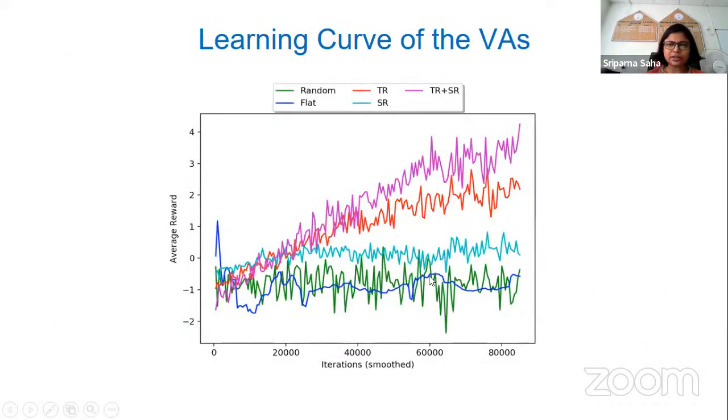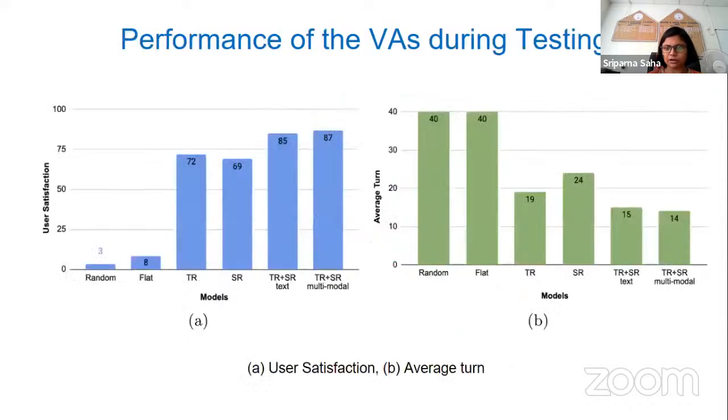So you can see these are the learning curves, showing how the rewards change over the iterations. We are comparing with random, flat, only task-based, only sentiment-based, and a combination of task-based and sentiment-based. When you use both task plus sentiment together, you can see that there is an improvement. There is faster convergence, and the reward is improving. So this learning curve proves the utility of using the sentiment-based reward.